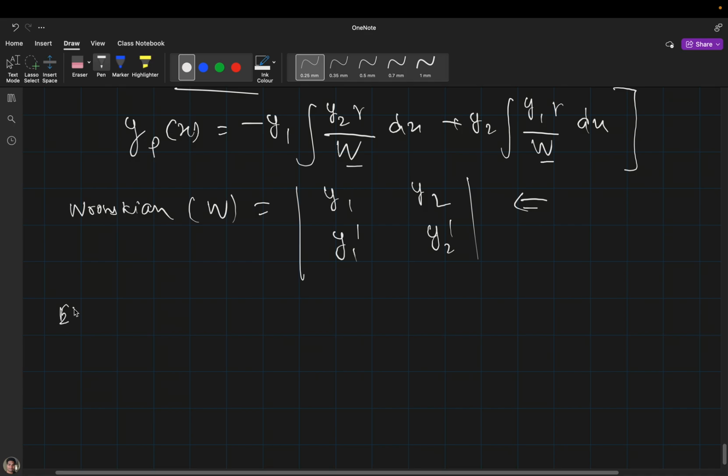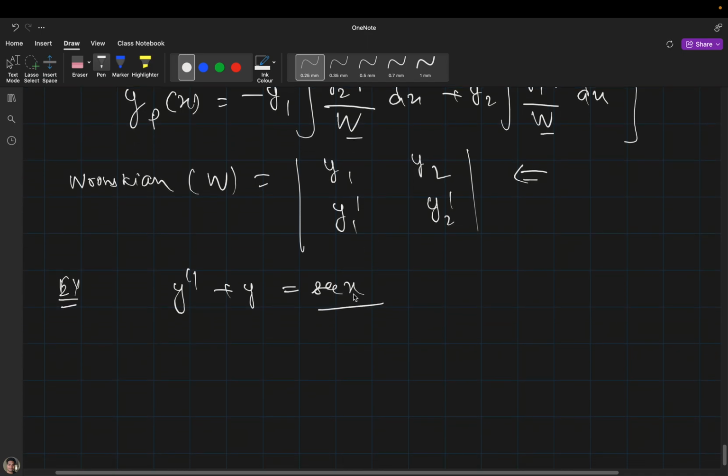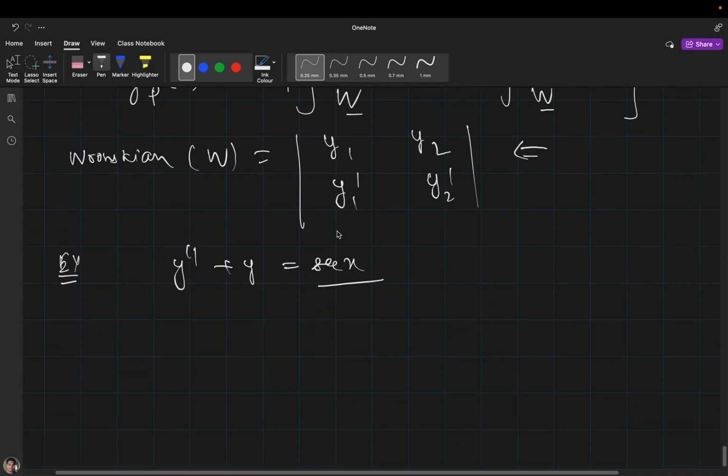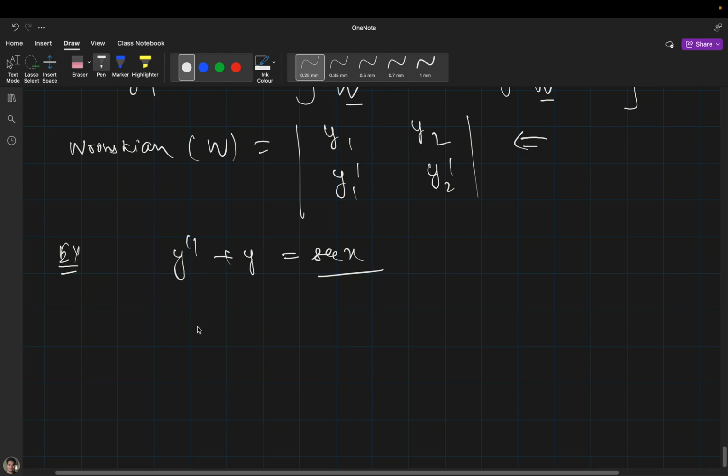So let's take one example of how we will solve it. Suppose you have one differential equation something like this. You can see that this kind of differential equation cannot be solved by using the undetermined coefficient method, because we already discussed that undetermined coefficients have some limitations. We can only use it for very special cases. So for this form I will use the variation of parameter method to get the particular solution. So first, what is the homogeneous solution?